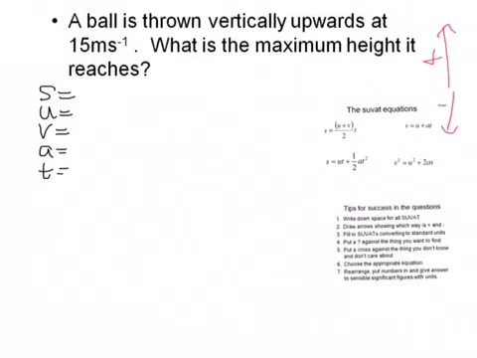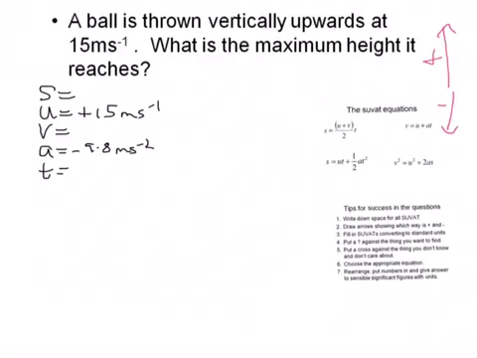Then next step, we can fill in the information that we have, which is that the initial velocity is plus 15 because it's going up. Let's put the units as well to be good. And then the acceleration is going to be the acceleration due to gravity, but that's going to be down, so that's going to be minus 9.8 meters per second squared.